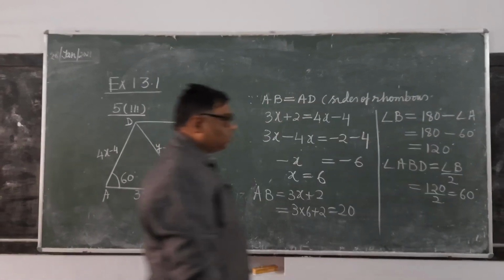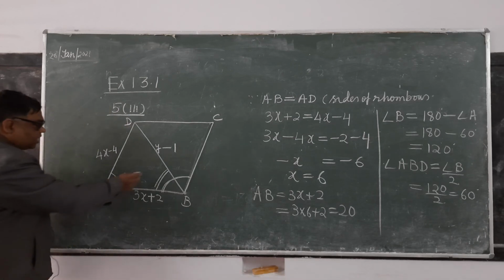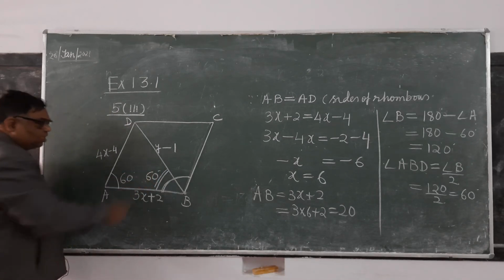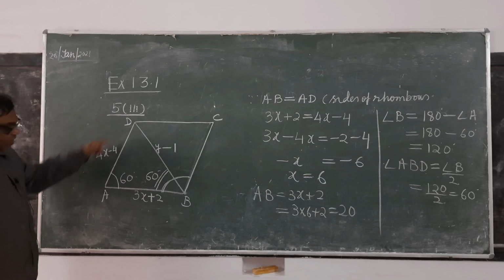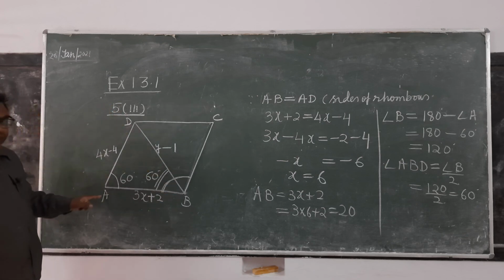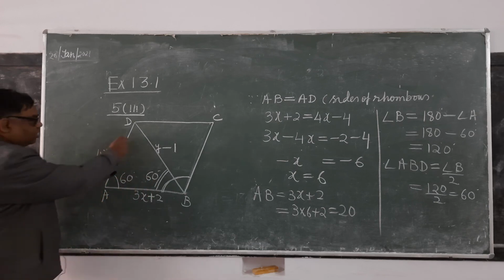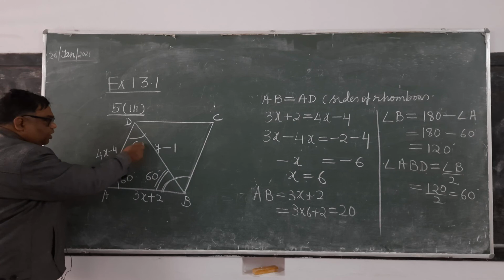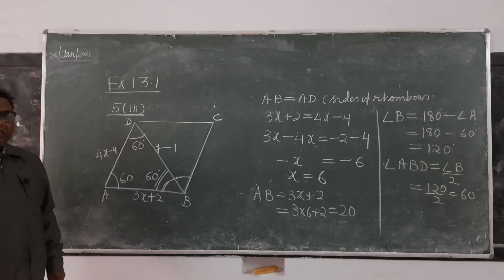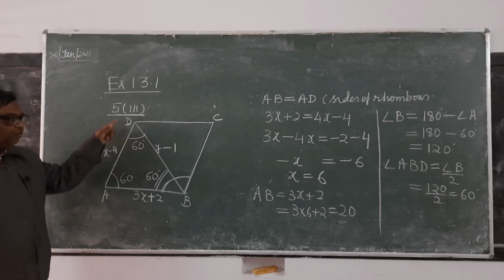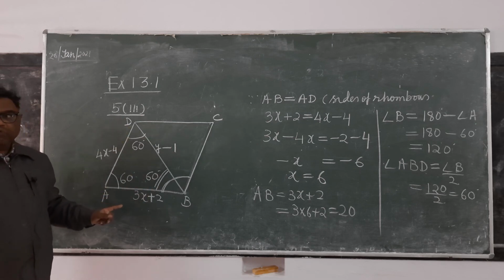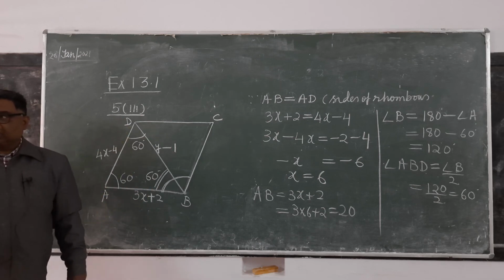Now all of you see here. Therefore, this angle is 60. Now all of you see this triangle ABD. How many angles are 60? Two angles are 60. So what will be the third? The third will also be 60. It is clear? And when the third is also 60, this triangle will become equilateral.